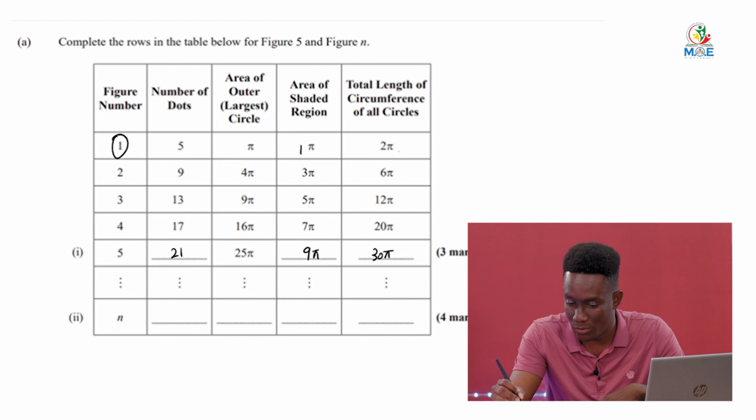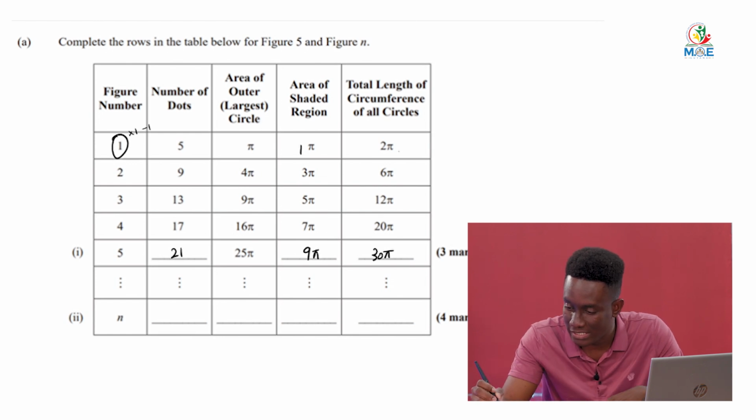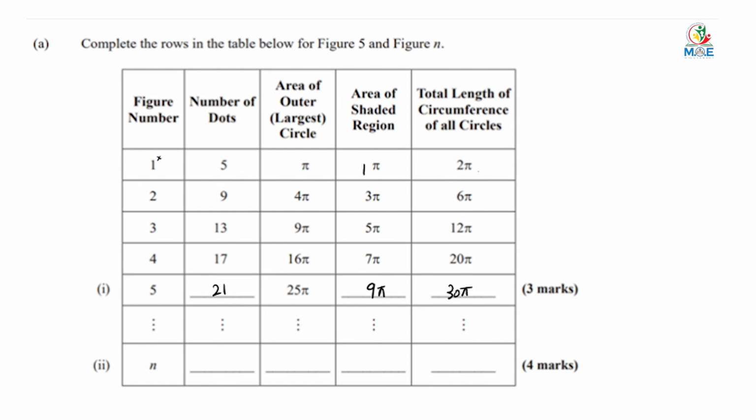For this one here, we multiplied by 1 and we subtract 1. Let's see what we can do here. So we're moving from 1 to 2. How can we move from 1 to 2? So let's try 1 multiplied by 2. That will give me 2.